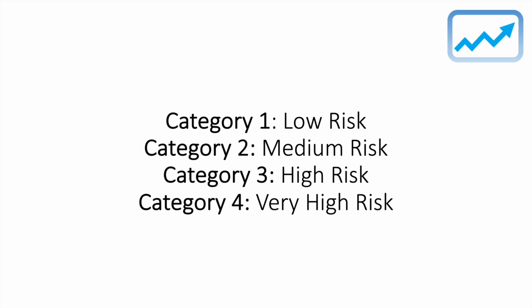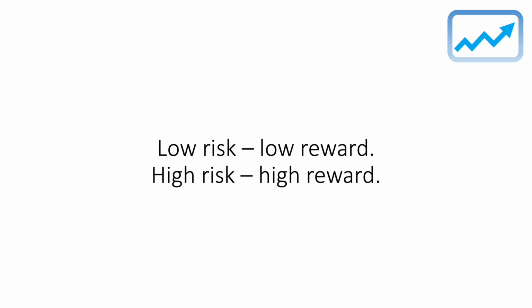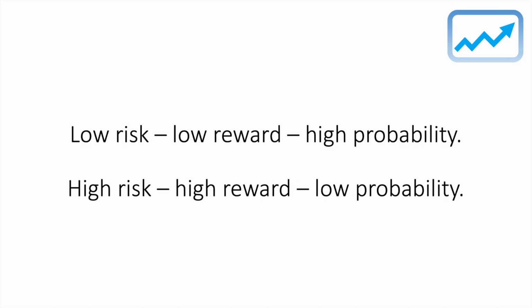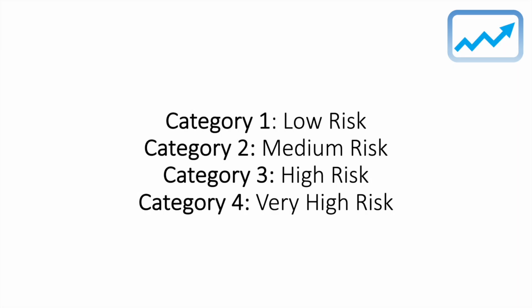Now, of course, much like when we are placing any other types of trades, the level of risk is directly proportionate to the opposing level of reward. So with low risk, you get low reward. With high risk, you get high reward. Now, of course, this level of risk is directly relative to probability. So low risk, low reward, higher probability. Higher risk, higher reward, lower probability. And so this is the criteria that I use to classify players for the purpose of this trading strategy.